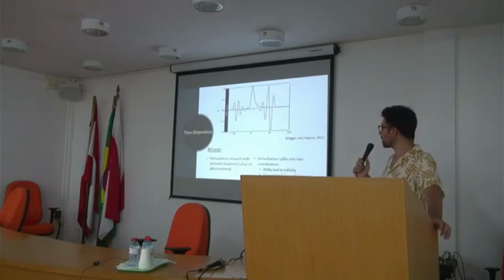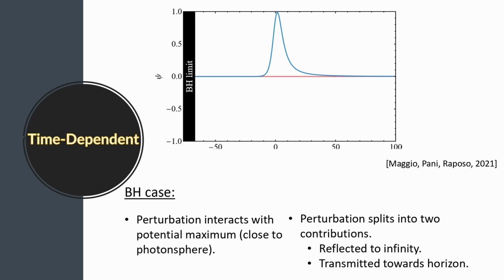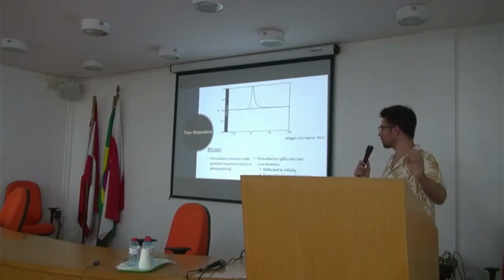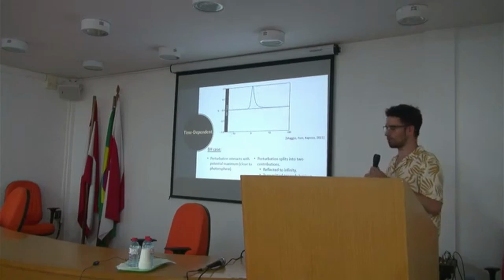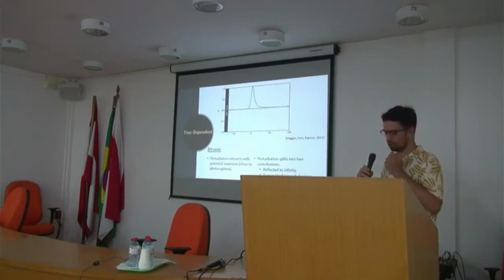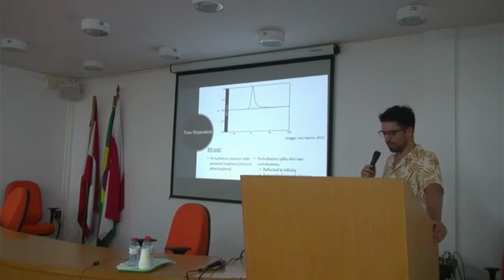Now, we can look at a time-dependent version of this problem. This is what we'll do if we have a perturbation interacting with the maximum of the potential. Imagine that you have a wave that interacts with this maximum. It will split in two parts. One part goes inwards towards either the surface or a horizon, depending on the object. And another part will be reflected immediately towards infinity.